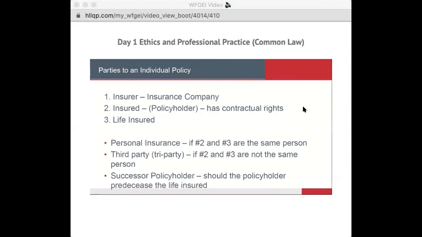That's why we always recommend that if it's a third-party policy, you have a successor policyholder. If I die and I've named my spouse as the successor policyholder, she automatically steps into my shoes, and life goes on from there. Otherwise, it will go to my estate, which will then be subject to probate and all sorts of other nasty things that can happen. So we strongly recommend that in a third-party policy, you always have a successor policyholder, or contingent policyholder, if you want to call it that.